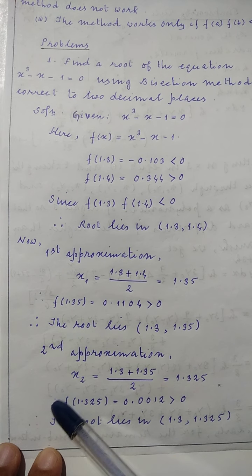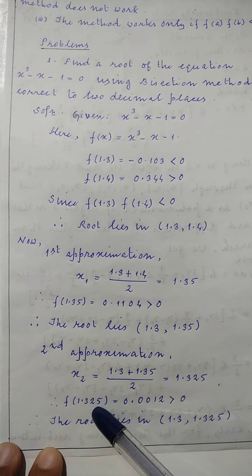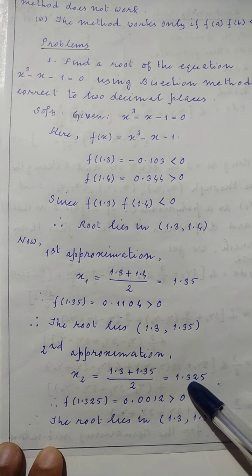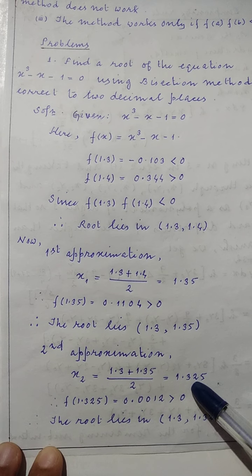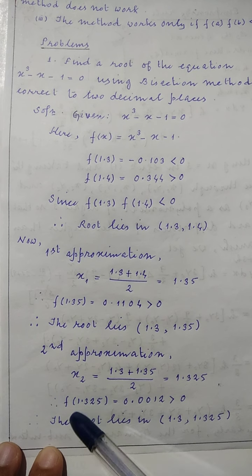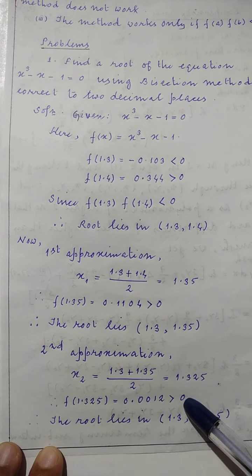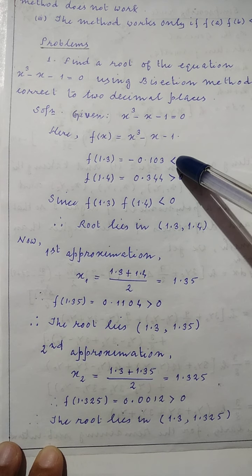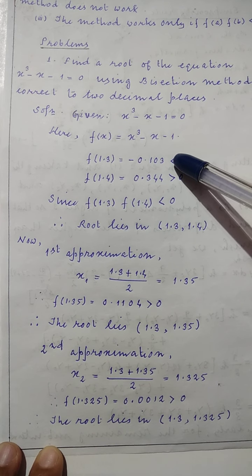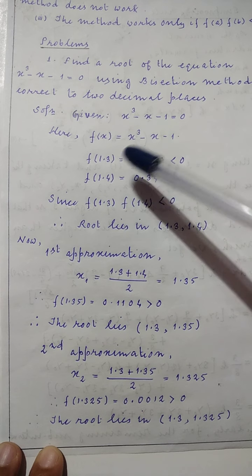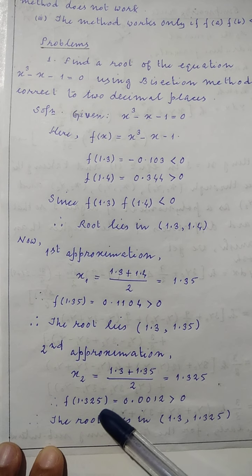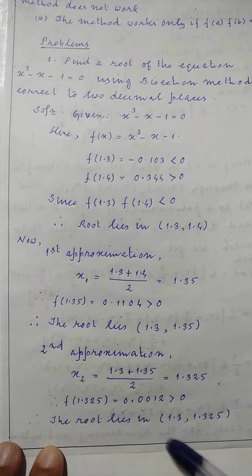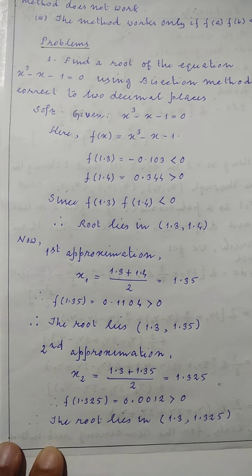Again you find f(x2), that means f(1.325). Here you are getting a positive value and it is not equal to 0. That means this value is not the root of the equation. Now f(1.325) is greater than 0, and before that f(1.3) is less than 0. What is the meaning of this? That means the root lies between 1.3 and 1.325. So the root lies in this interval. Now we'll go to the next approximation.